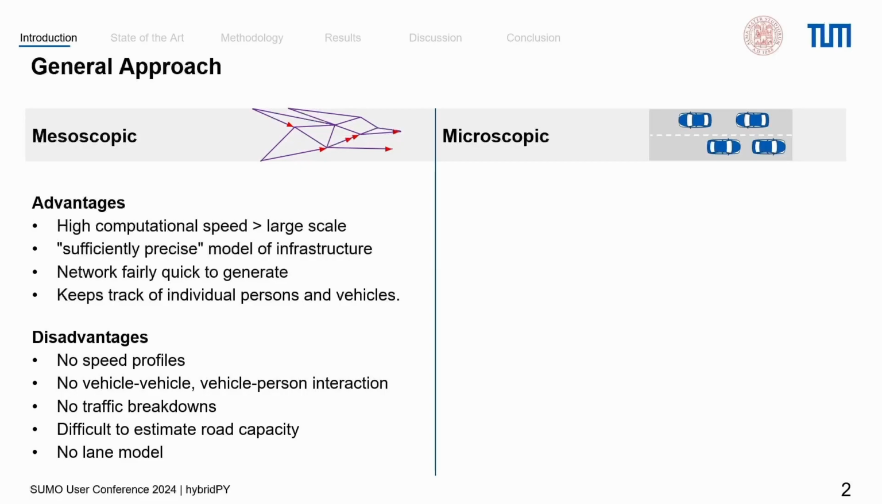Nevertheless, it also has some disadvantages. We are not able to derive speed profiles. We are not able to realistically simulate the interaction between vehicles, and between vehicles and persons. We do not have any traffic breakdowns, and we have the difficulty of estimating the road capacity. Jörg will later come to this topic.